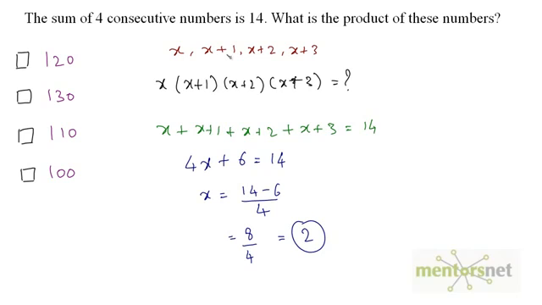We have to find out the product of these numbers. So this is equal to 2 times 2 plus 1 is 3 plus 1 is 4 plus 1 is 5. So 2 times 3 times 4 times 5, and that is equal to 2 times 3 is 6 times 5 times 4 is 20. So 6 times 20 is 120. So the right answer is option A.